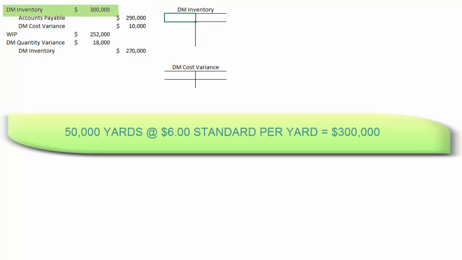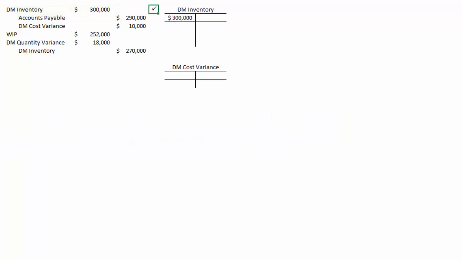I would like to post this to a T account, and I'm going to go ahead and just do a little check mark here showing that it's been posted. And so it went into direct materials inventory at its standard cost. I'm going to skip the payables and receivables when we go through and post these. We're just going to talk about the actual income statement and inventory type accounts.